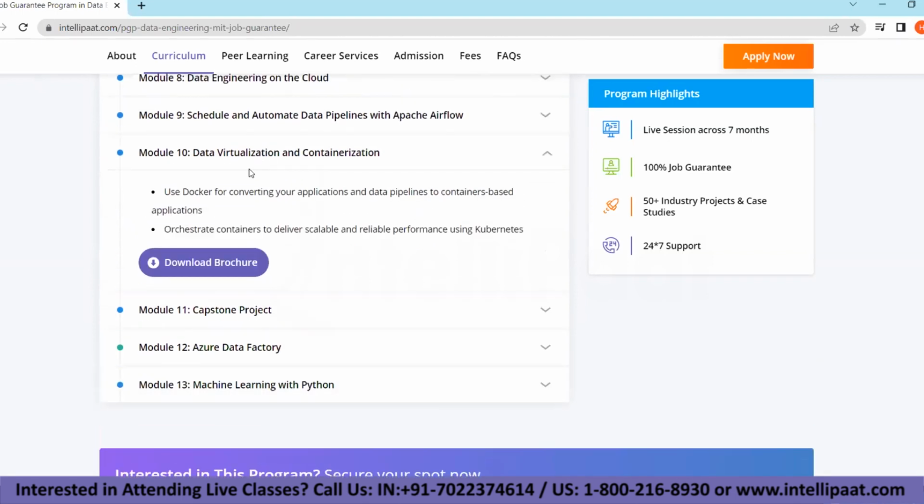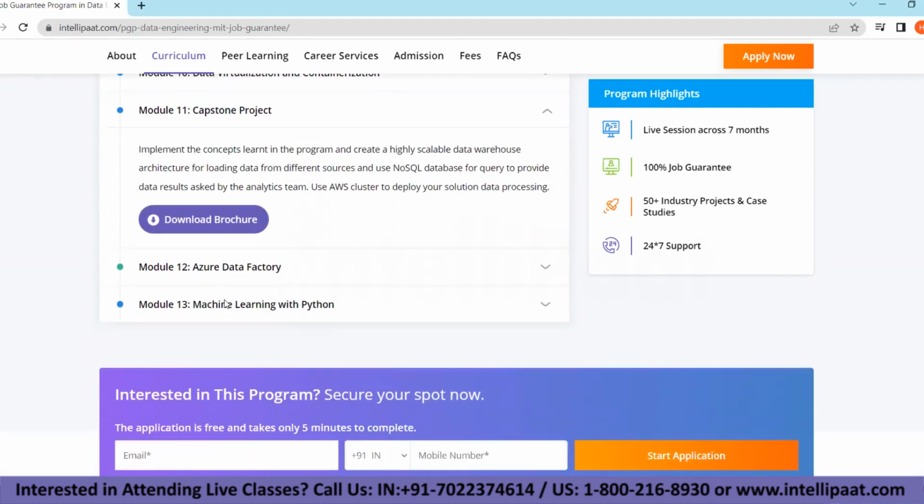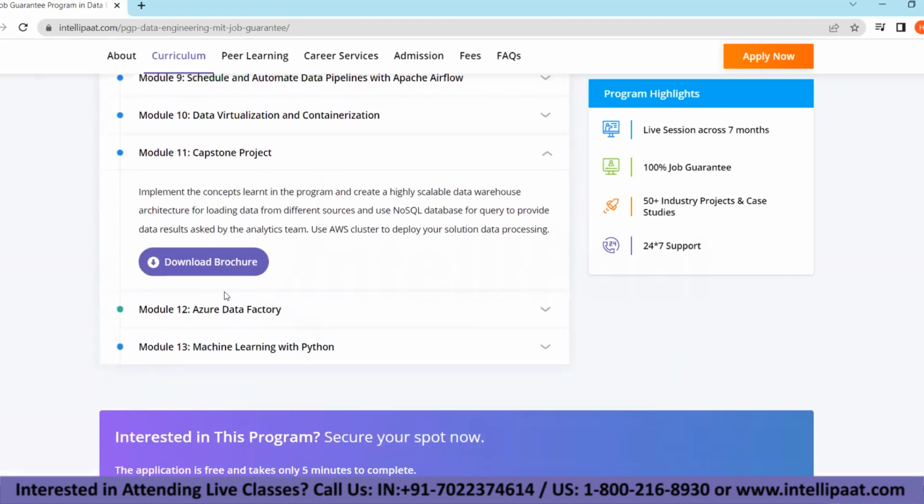Module 10 that you see is data virtualization and containerization. So you'll use Docker here. Then there is module number 11, which is a capstone project. A capstone project is nothing but a project wherein you'll apply the knowledge and skills of all the tools and technologies that you have learned so far.